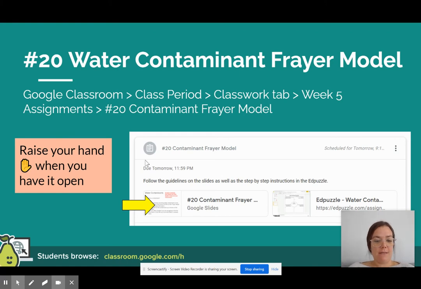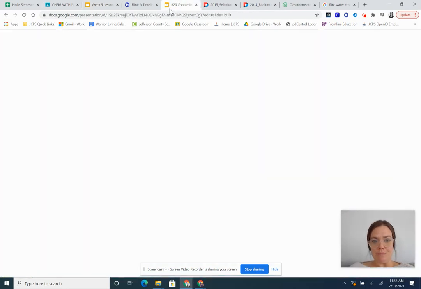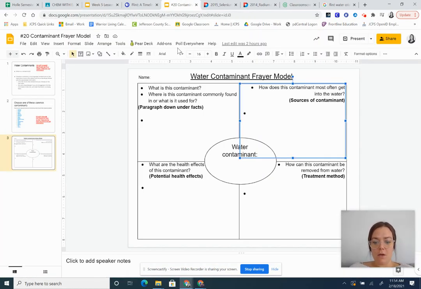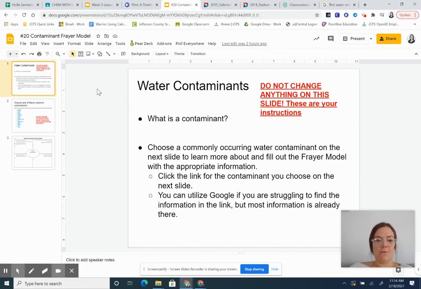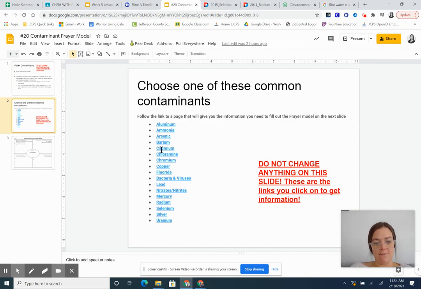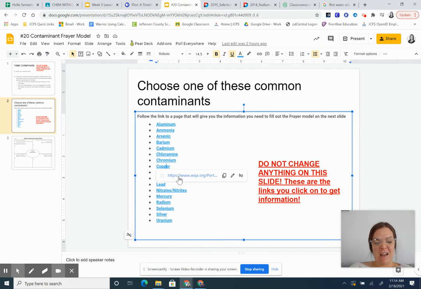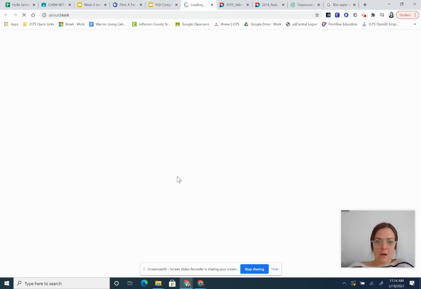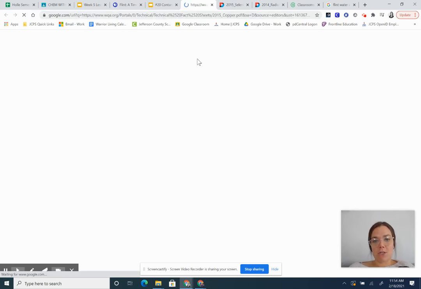So you'll open up that assignment and it will take you over here. And so what you'll see is on the first slide, it kind of just gives you some instructions. You'll define what a contaminant is. And then the instructions purely state you're going to choose a contaminant, one of these listed here. When you choose it, you're going to click on it and it'll give you access to a link. You're going to click on that link and it will take you to a fact sheet about that particular contaminant.